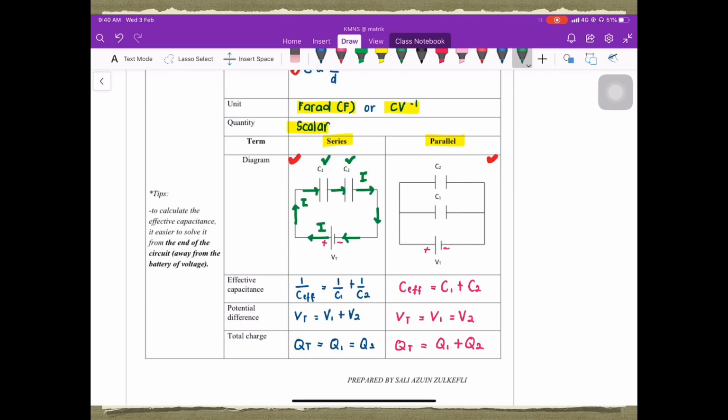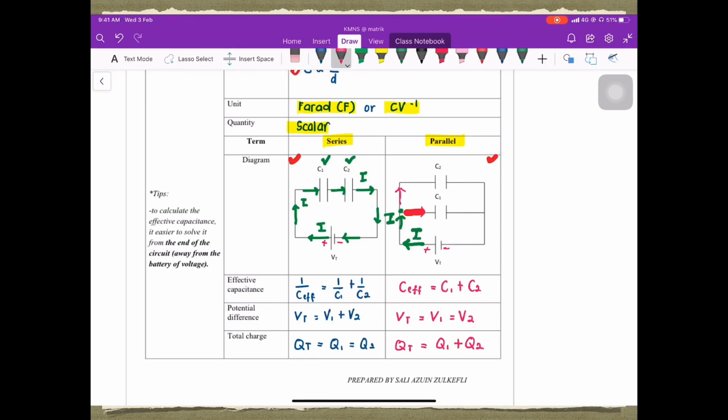Now, what happened to the combination of parallel capacitors? Let's say, just imagine or draw, this is the current from the positive terminal, and then this is the same current. This is the junction. What happened to the current when it reaches the junction? The current will be split into two, one here, another one here.